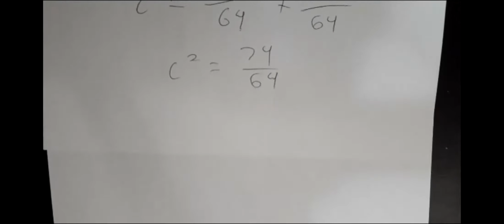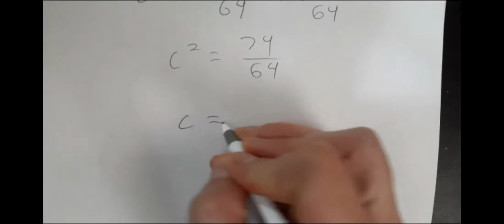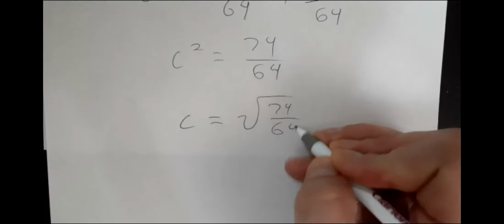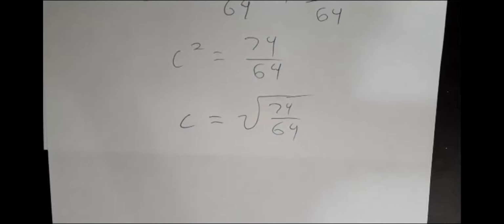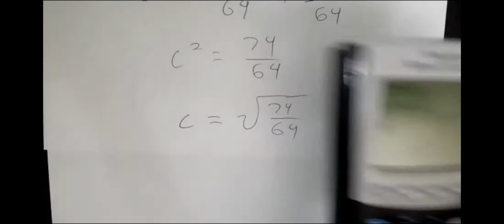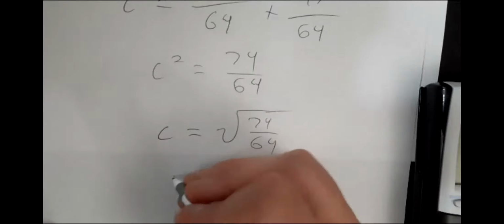The last thing is that this is c squared, so I still need to do something. Hopefully you have a calculator, because this is not going to be a pretty number. I need to take the square root of this thing, whatever it is. If I take the square root of 74/64, I should get somewhere around 1.075, and that's approximating. It is giving me a big long decimal here.